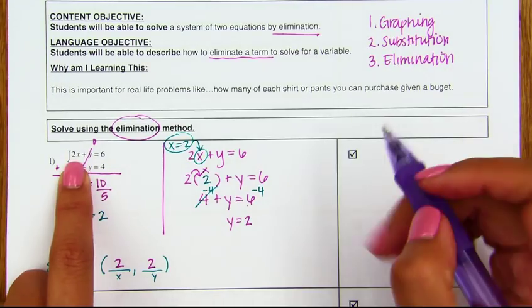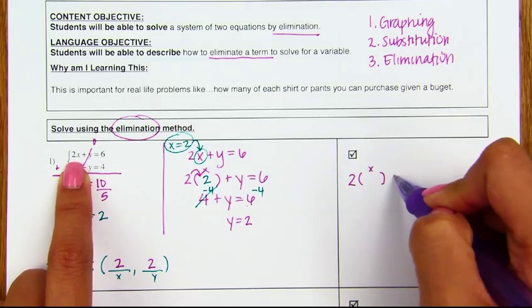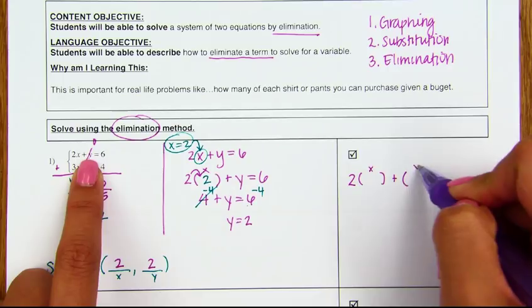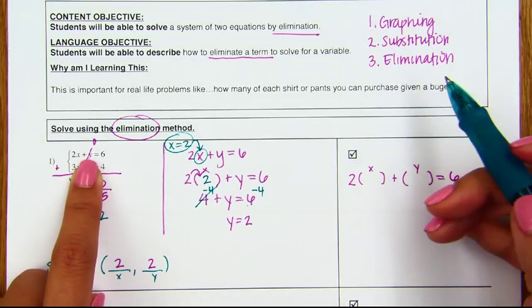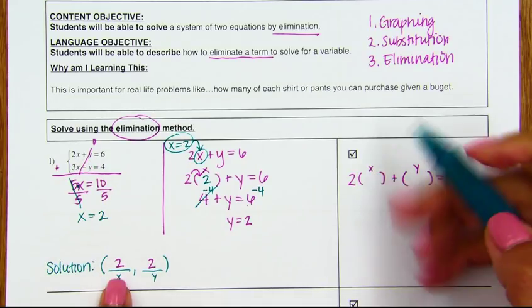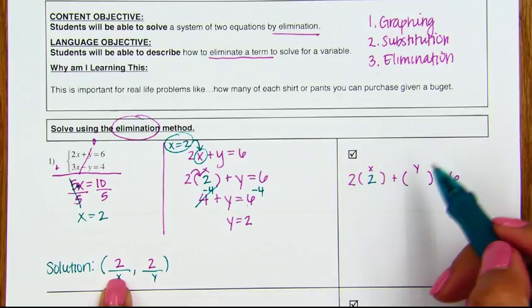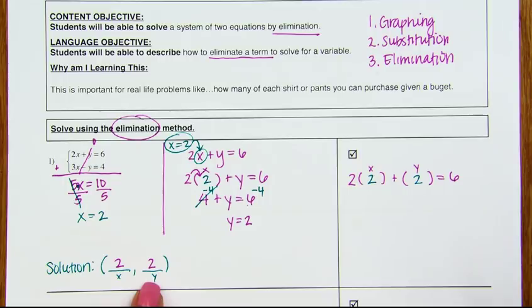I'm going to go ahead and rewrite this. So 2, but parentheses for x plus parentheses for y, and it should equal 6. I'm going to now plug in the information that I know. X according to my work is a 2, so I'm going to put in a 2 here. Y according to my work is also a 2, so I'm going to put a 2 there.